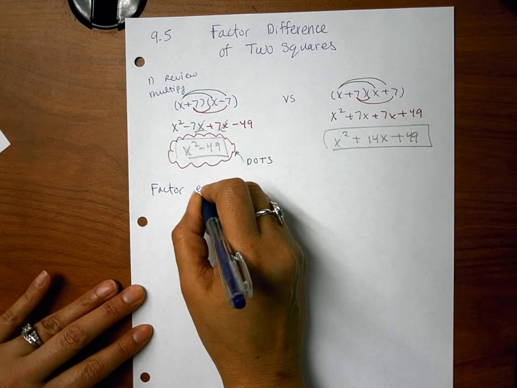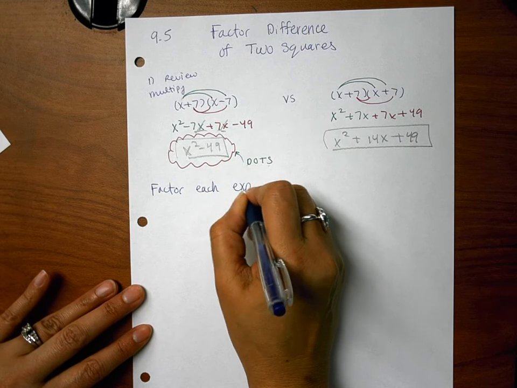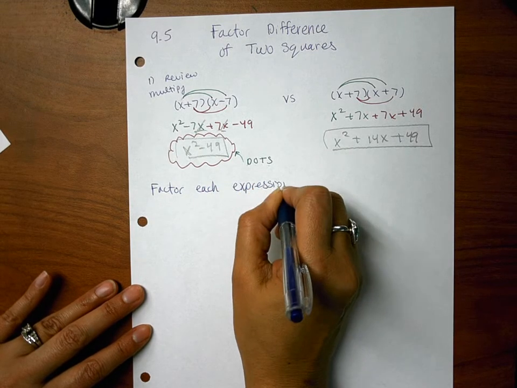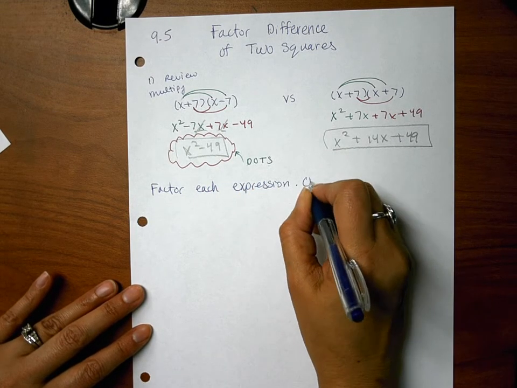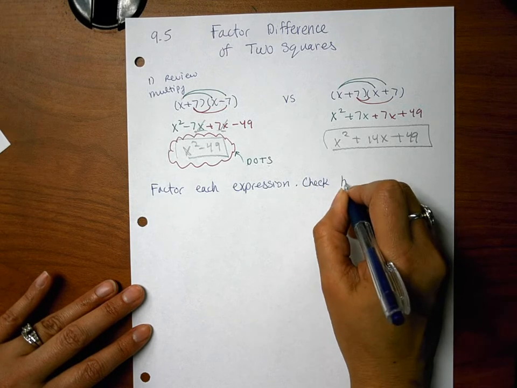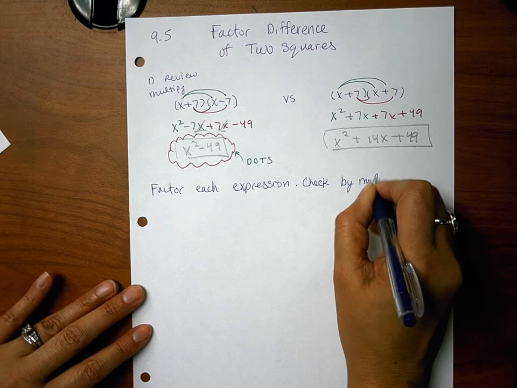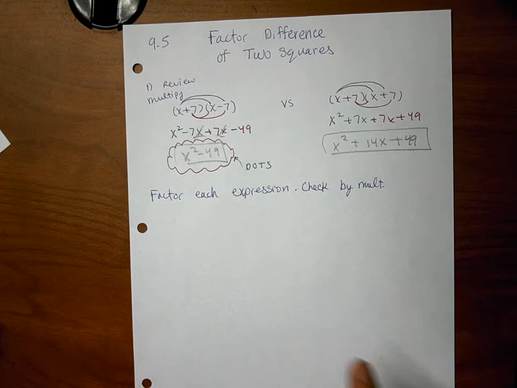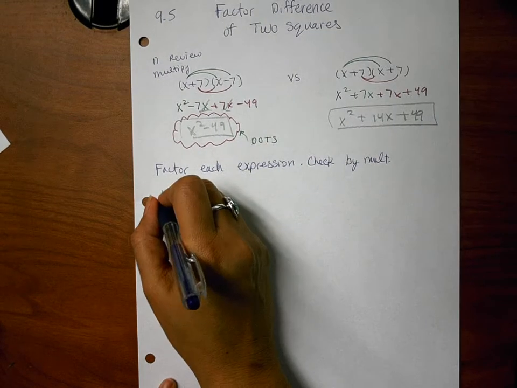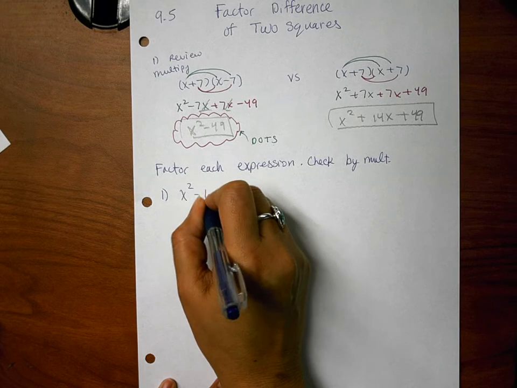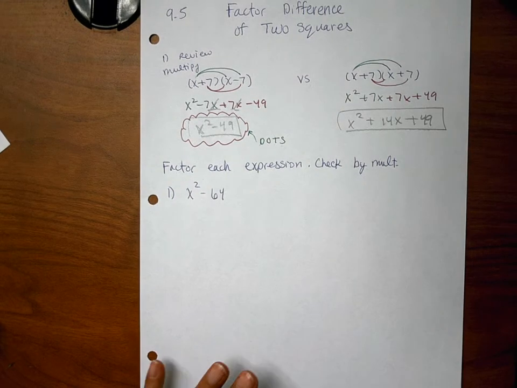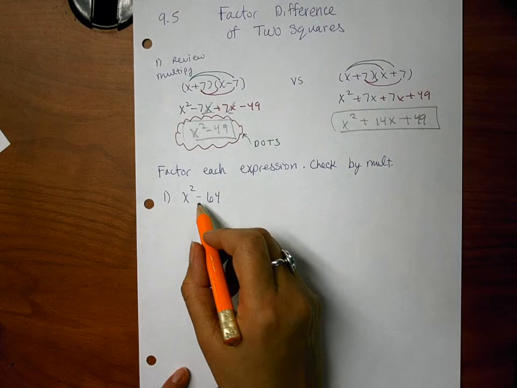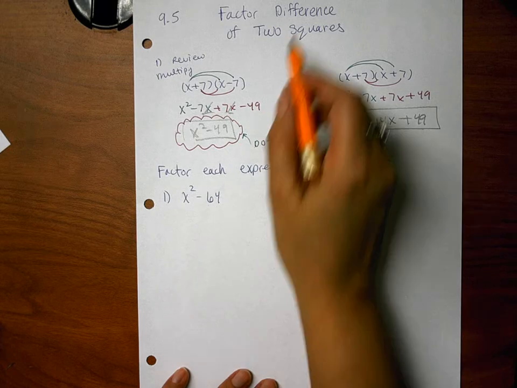All right, we are going to roll right through with examples. We're going to factor each expression. Period. Check by multiplying. Okay, number 1, x squared minus 64.